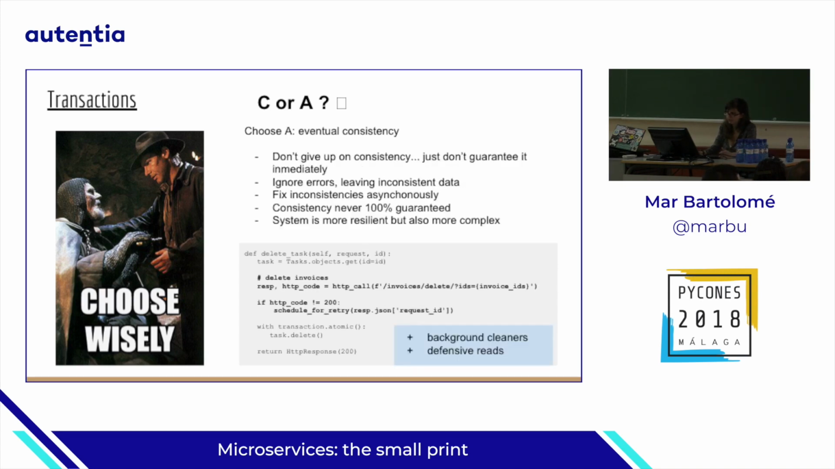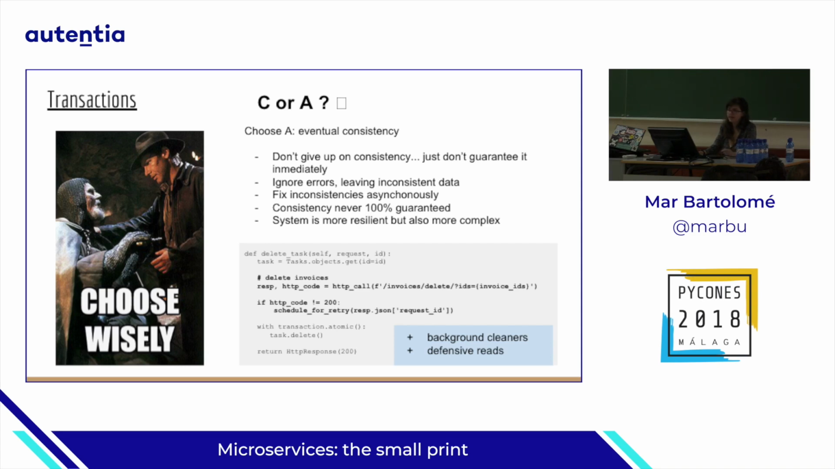Another popular option for distributed systems is to favor availability with an eventual consistency strategy. What this means is we're not giving up consistency, just not guaranteeing it immediately. Upon any errors, we're going to ignore them and continue, leaving behind inconsistent data. But we're going to try to fix those inconsistencies asynchronously.